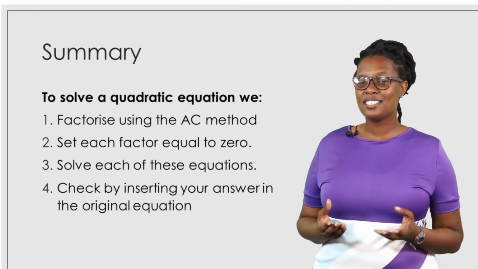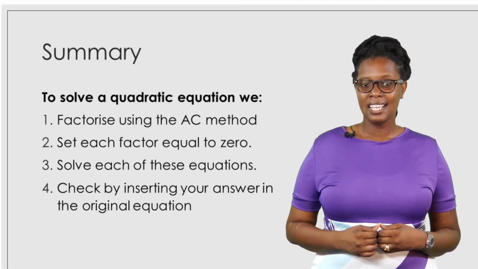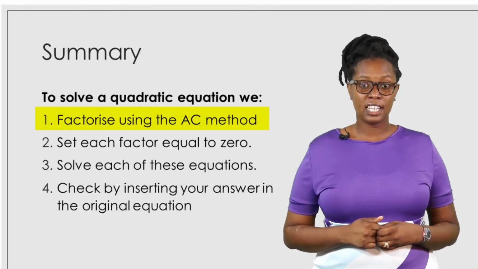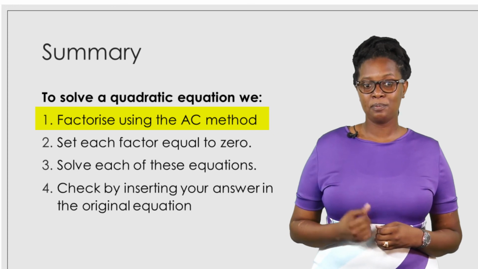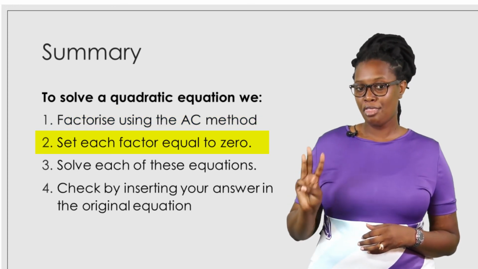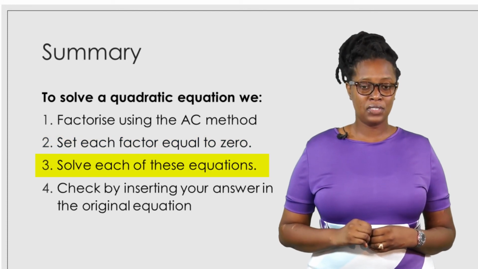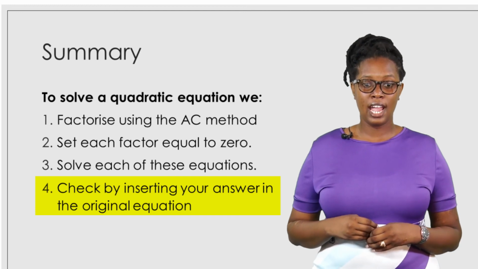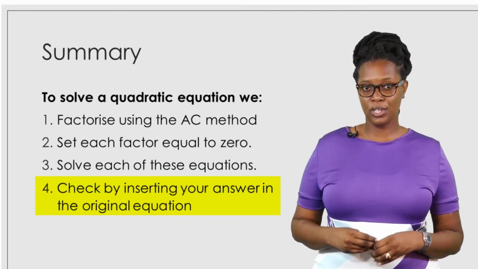So, to summarize today's lesson, to solve a quadratic equation, we: 1. Factorize using the AC method. 2. Set each factor equal to 0. 3. Solve each of these equations. And 4. Check by inserting your answer in the original equation.